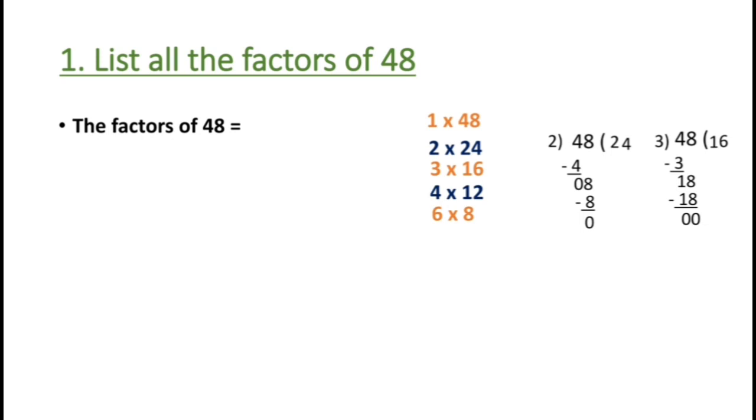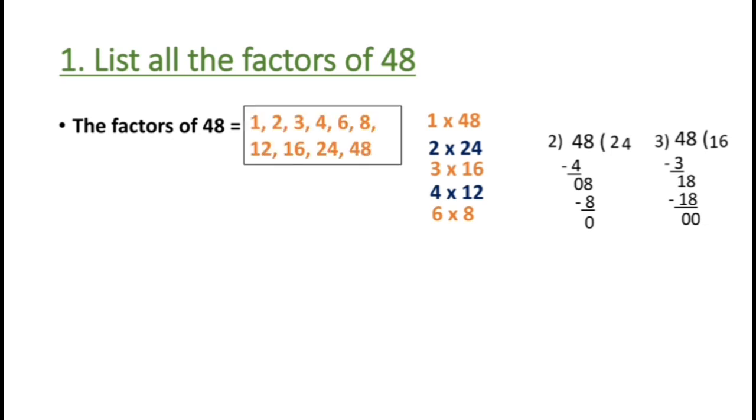If we see 6, after 6 we have 7. 7 we don't get. After 7 we have 8. 6 8s are 48. 8 6s are 48. Which means these many factors are there. Now let us list out 1, 2, 3, 4, 6, 8, 12, 16, 24 and 48. These are the factors of 48.